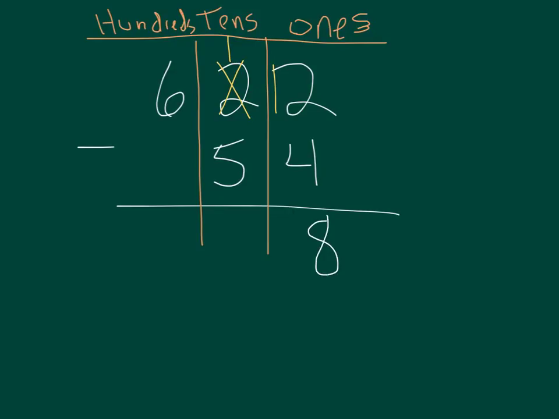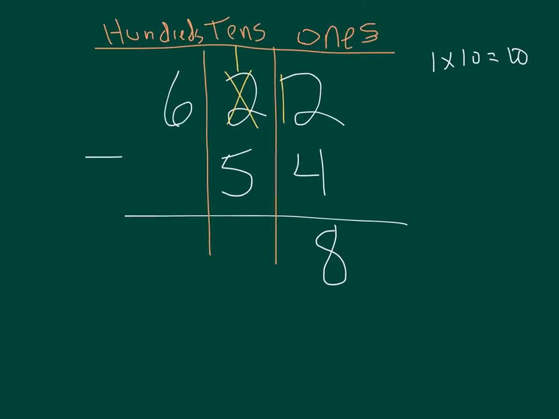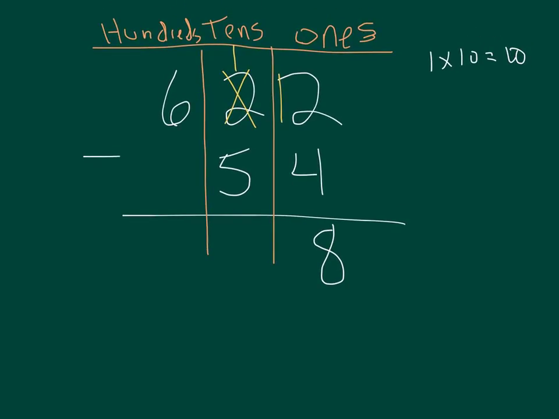And my question for you is, how much did you actually borrow from the tens place to give to the ones? We borrowed 1 ten. How much is that worth? 1 ten is the same as 1 times 10, which equals 10. So really what you took from the tens place was 10. And you added that 10 to what was already in the ones place, which was 2. So we took 2 and added 10 to it to get 12.